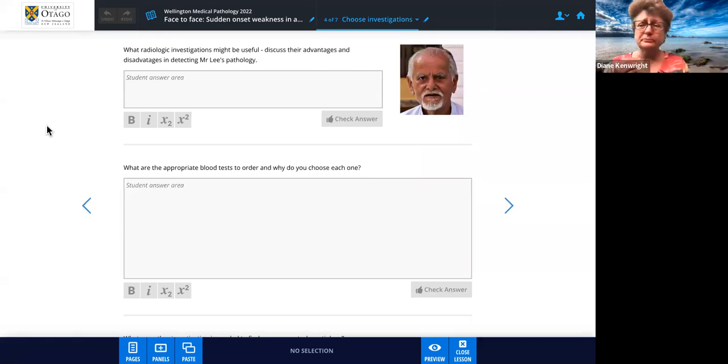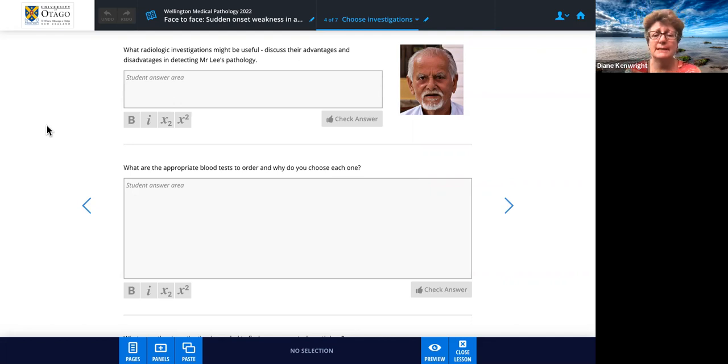MRI gives a really detailed view of the brain, but often hard to get into. So go for CT. What other radiology might be quite useful? Perhaps an echo of the heart. Yeah, maybe, but definitely go for that CT.